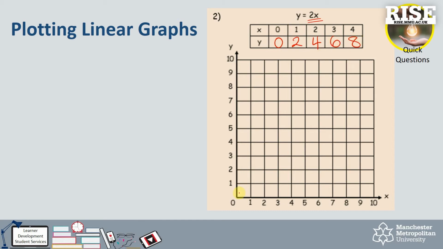So let's plot these points. I've got 0, 0 to begin. 1, 2, 2, 4, 3, 6, and 4, 8. Again, you would obviously use a ruler to connect these points. I'm trying to do my best on this graphics pad. And again, make sure they go through all of the points exactly and extend beyond.